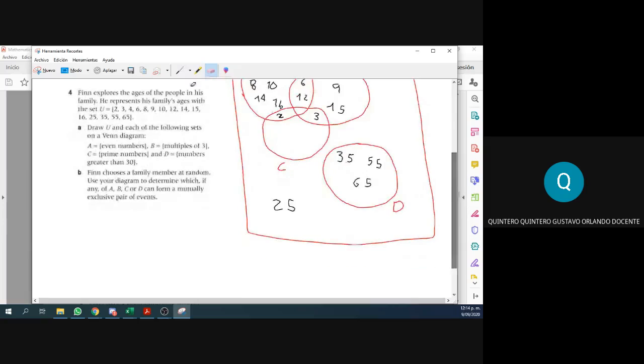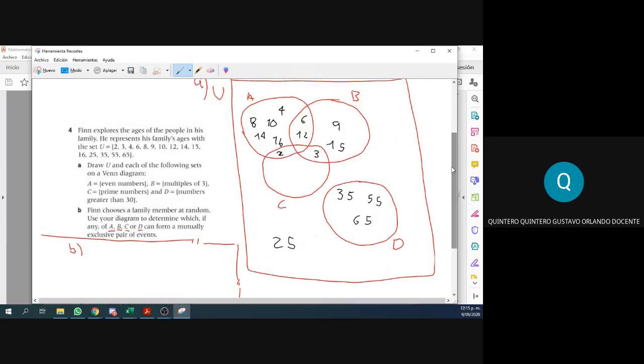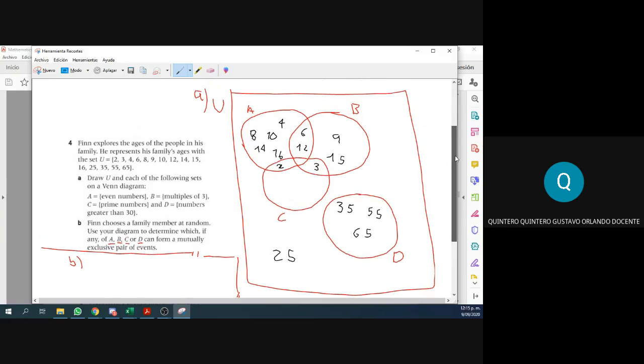I think I can do question B here. B. All right. Finn chooses a family member at random. Use your diagram to determine which, if any, of A, B, C, or D can form a mutually exclusive pair of events. All right. So we need to select the sets that are mutually exclusive. Those are the ones that we need to select.